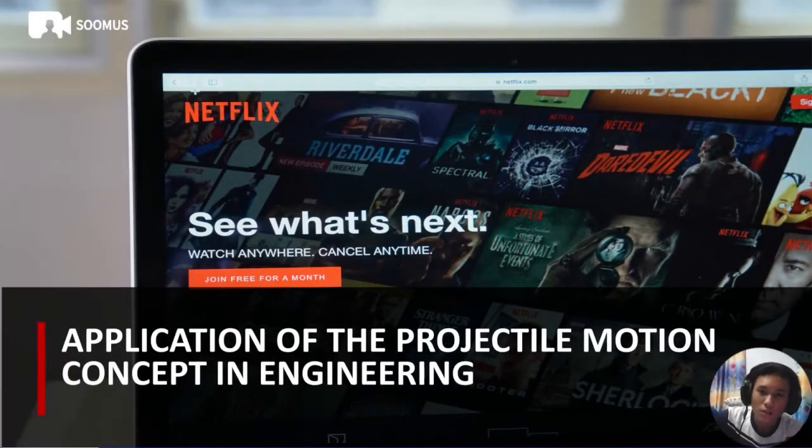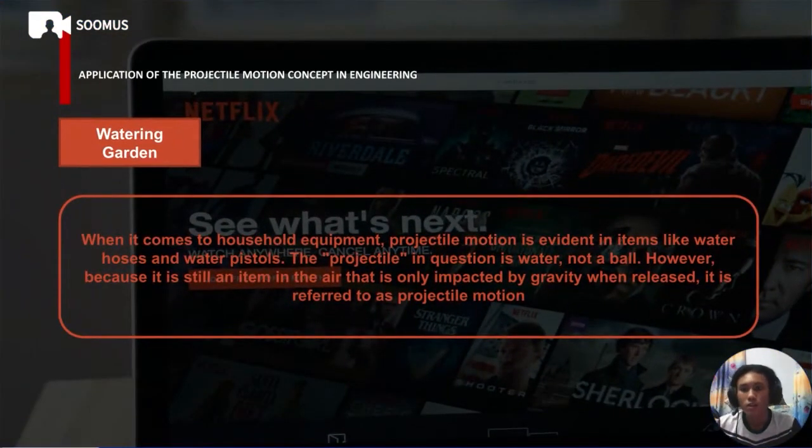Assalamualaikum. My name is Muhammad Azlan, and now I would like to talk about the application of the projectile motion concept in engineering. Okay, we use this concept in the Botanic Garden. When it comes to household equipment, projectile motion is evident in items like a water hose and a water pistol.